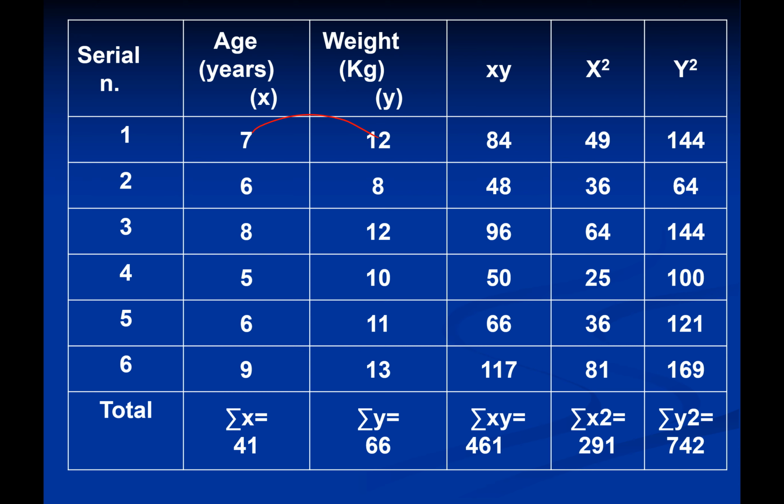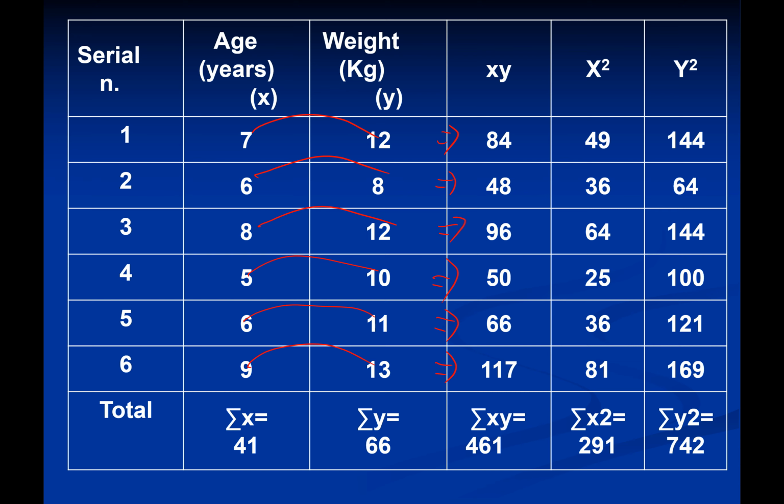First one is 84. 7 times 12 is 84. 6 times 8 is 48. 8 times 12 is 96. 5 times 10 is 50. 6 times 11 is 66. 9 times 13 is 117.